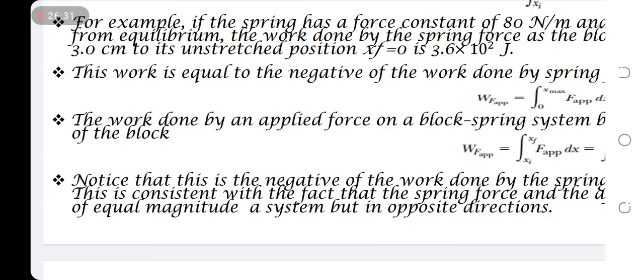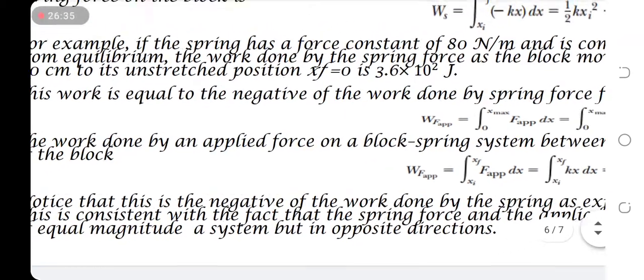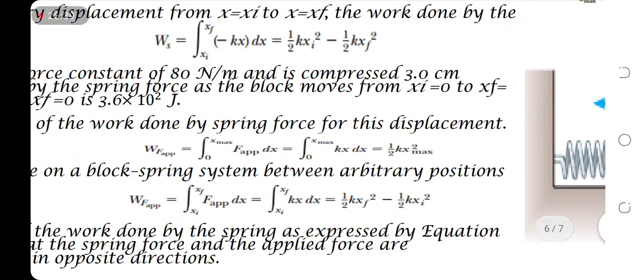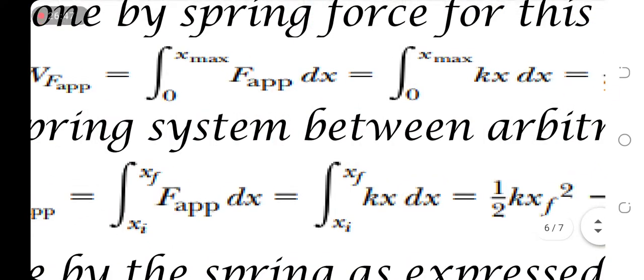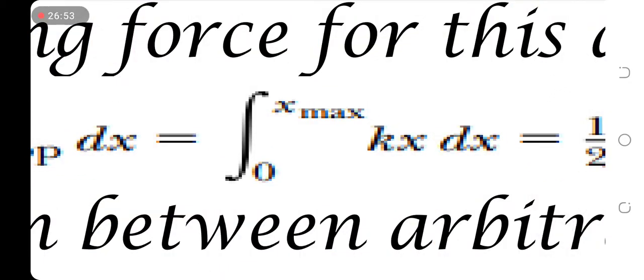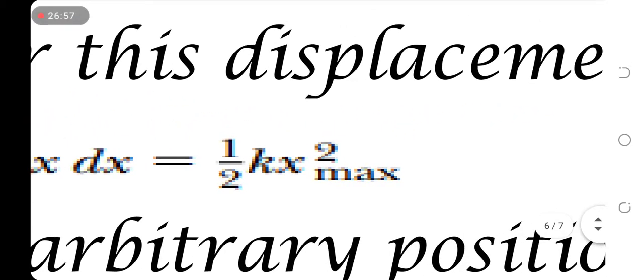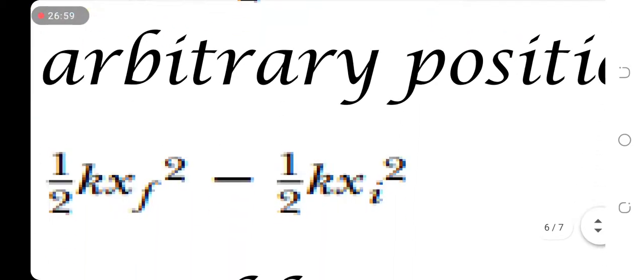This work is equal to the negative of the work done by the spring for this displacement. Work done by the applied force from 0 to x maximum is the integral of F applied dx, and F applied is equal to kx because F applied is always positive, evaluating to 1 by 2 k x maximum square.